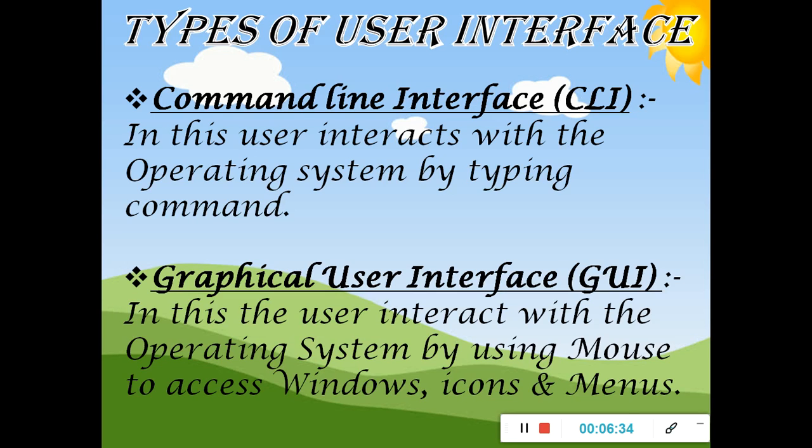But now we are using the graphical user interface, that is GUI. In this, we simply work with the mouse. We are just clicking and our function is performed. We have to just drag and drop, and the graphics are there, so it's easy to understand, easy to learn, easy to work. Graphical user interface. We are using the mouse to access the windows, icons and menus.